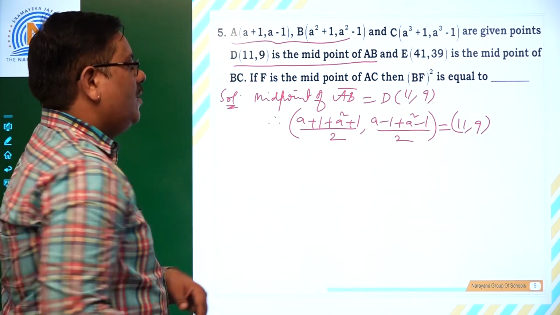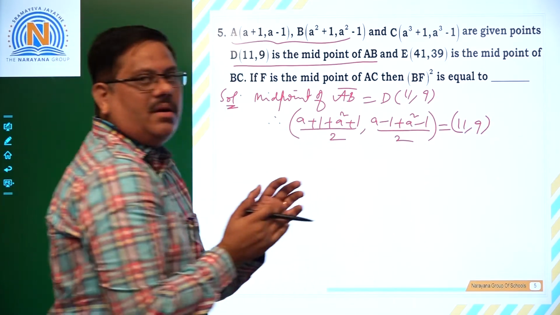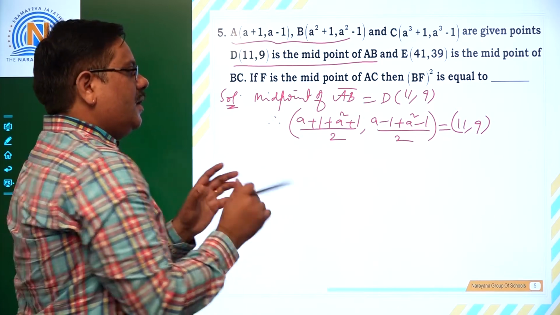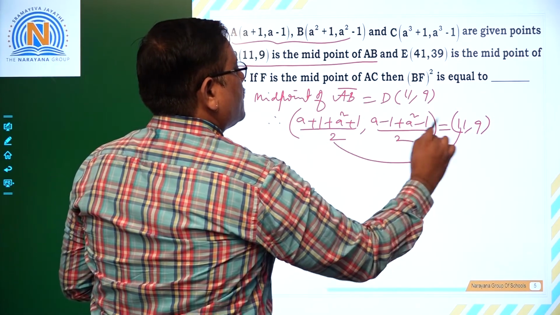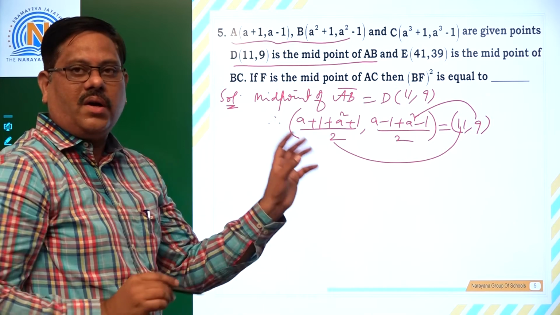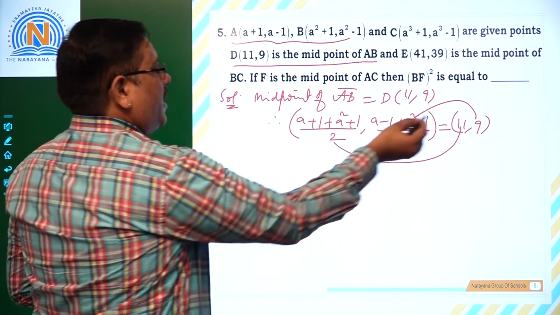Now, whenever you have two ordered pairs equal, or two coordinate points equal, it is understood that their first coordinates are equal as well as their second coordinates are equal. This is what we have to interpret here. Now let me take any of them.